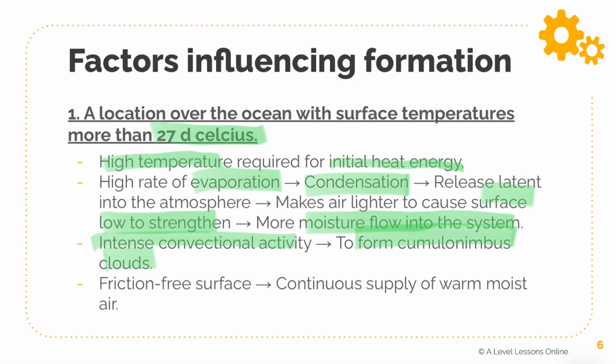And lastly, also a friction-free surface. This will allow for continuous supply of warm, moist air to occur. When there's no friction, the warm, moist air can continue to be supplied to the entire tropical cyclone, to the eye of the storm, or eye of the cyclone.